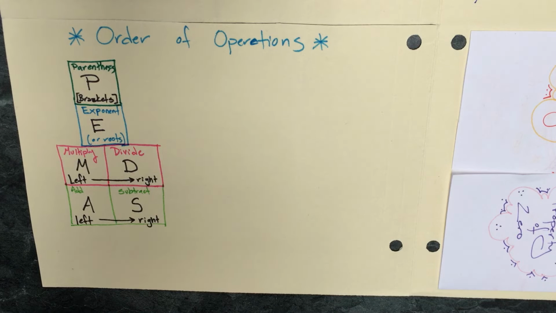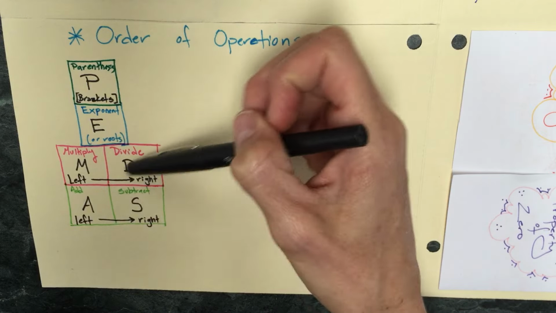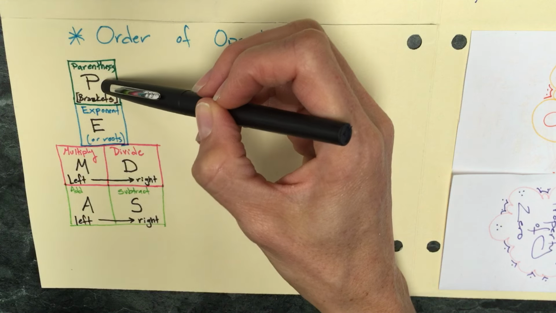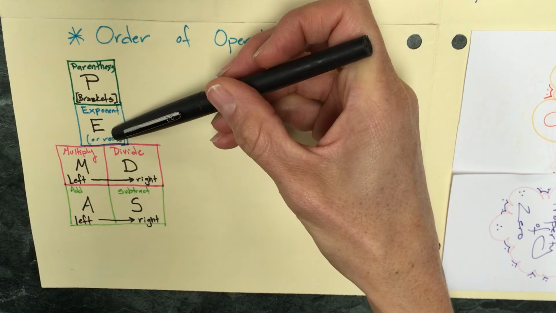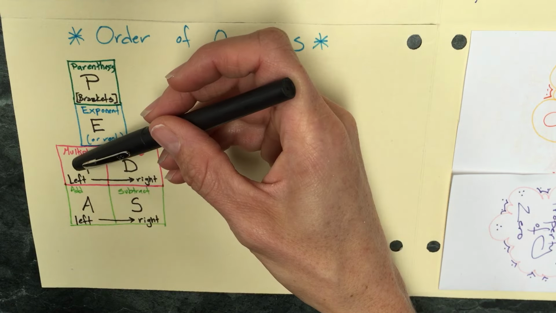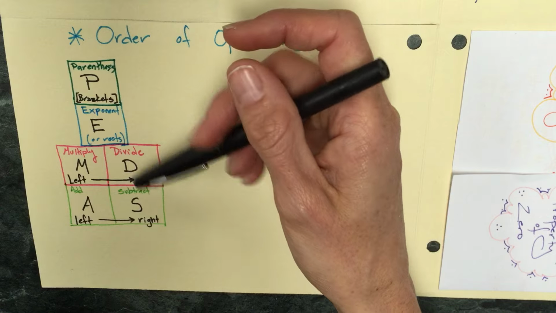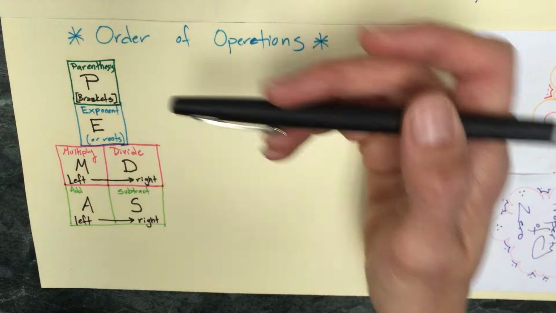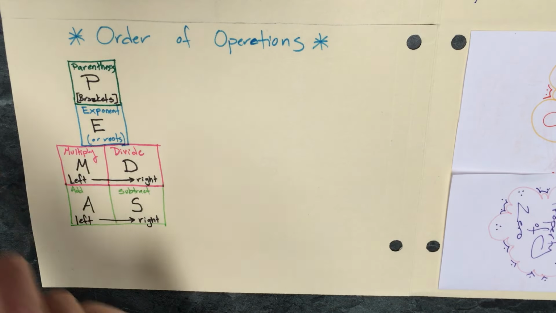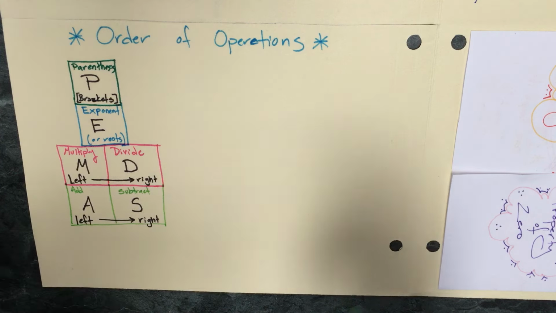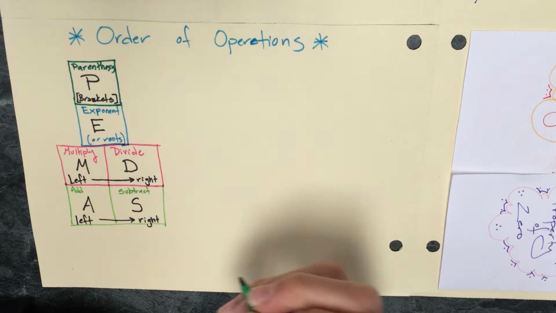So PEMDAS. PEMDAS. You do the grouping symbols first, whatever's inside of those. Simplify your exponents. Do any multiplication or division first, or after exponents and parentheses. And then the very last operations you would do would be to add or subtract. Let's try some. I'm actually going to give you a couple of examples first. So let's write these down and then I'll give you some to try.